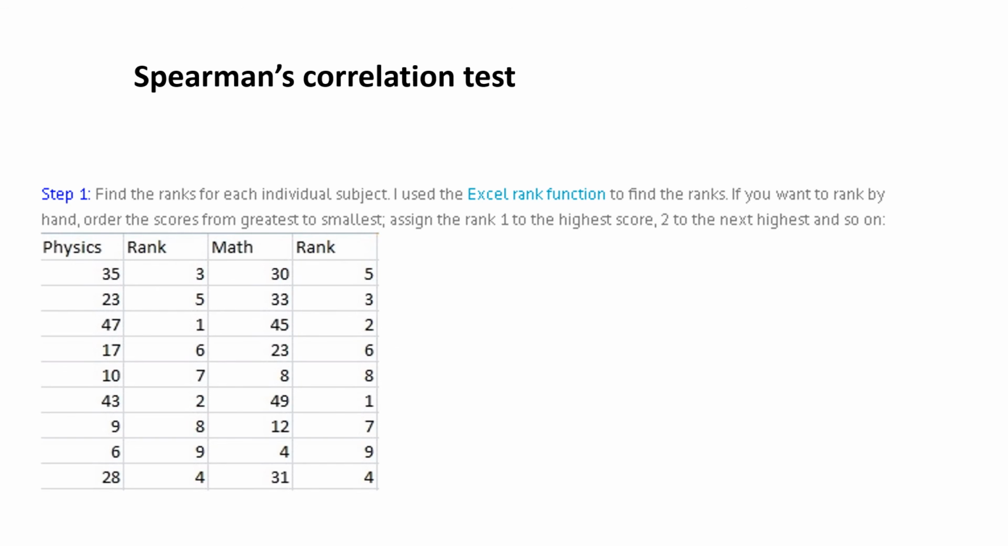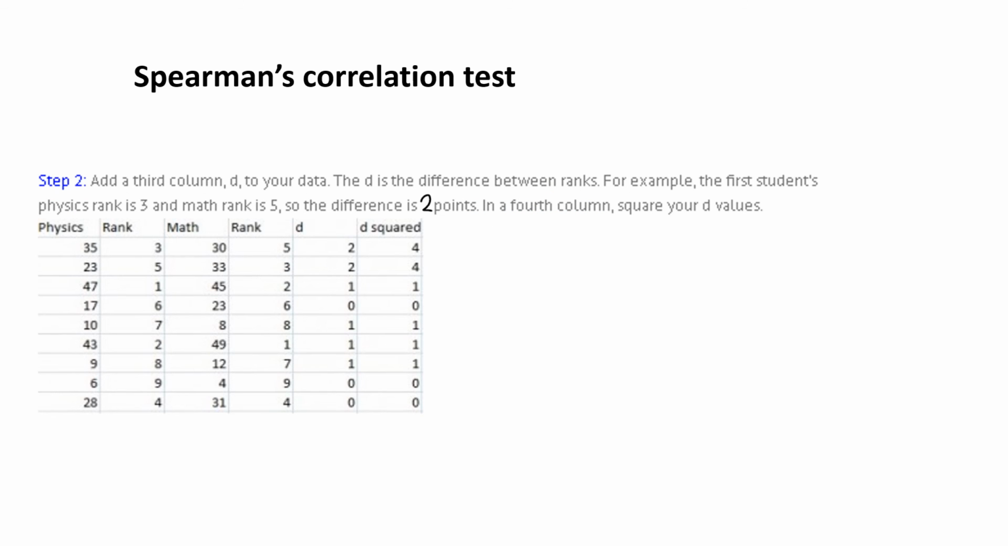Next, now we can go through step 2. Add a third column D to your data. D is the difference between the ranks. You look at the first student, physics rank is 3 and maths rank is 5. So the difference between 3 and 5, that is 2 points, right? So for D you have to give 2.